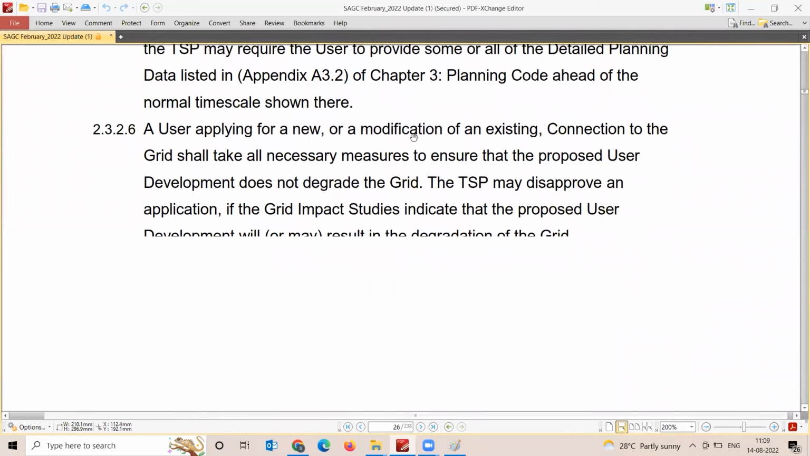A user applying for a new or a modification of an existing connection to the grid shall take all necessary measures to ensure that the proposed user development doesn't degrade the grid. This is the most important thing. Why does the utility have to perform the study? The modification or an addition should not degrade the grid in any perspective.